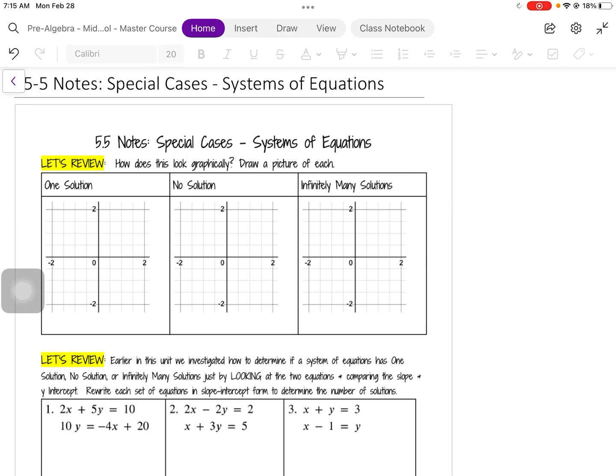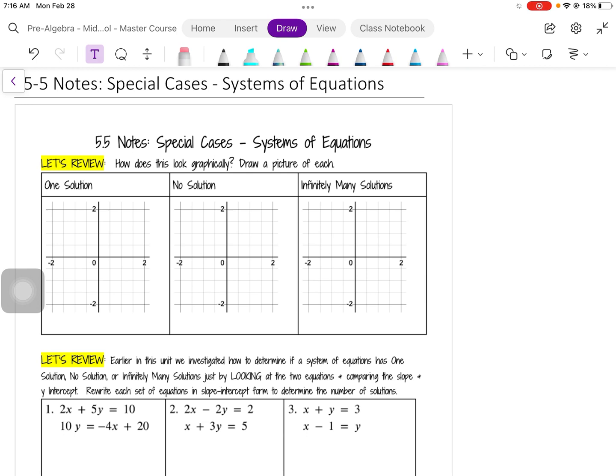So we're going to start today with some review of systems of equations and look at graphically how we know if it's one solution, no solution, or infinitely many solutions. If you want to pause your video and try this on your own, you can, and then restart the video. But I'm going to go ahead and just draw some examples here. So let's take a look at the first one.